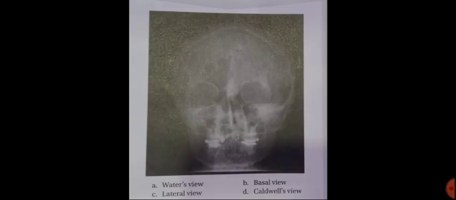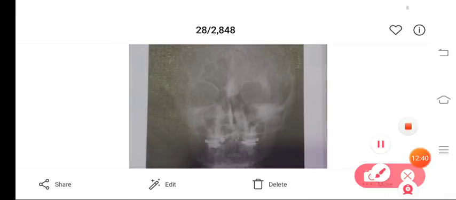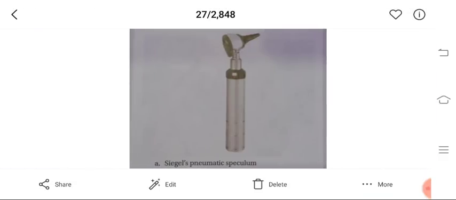I'll show you gradually what the Waters' view is, but just remember here the Caldwell's view looks like this, and it is best done for which sinus? For frontal sinus. So they have already asked what the Waters' view is best for. Waters' view is best for maxillary sinus, while Caldwell view is best for frontal sinus. So here you can see your frontal sinus very clearly. This is Caldwell view or nose forehead position, and the Waters view is nose chin position.